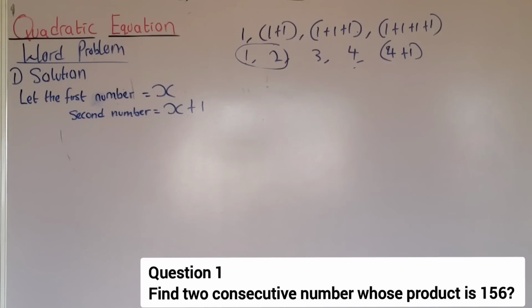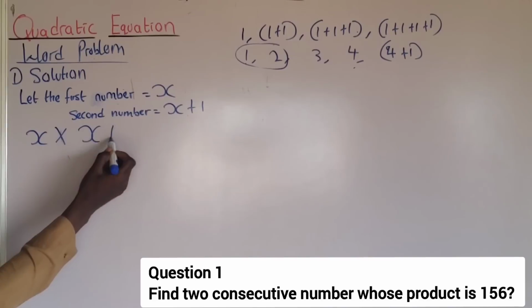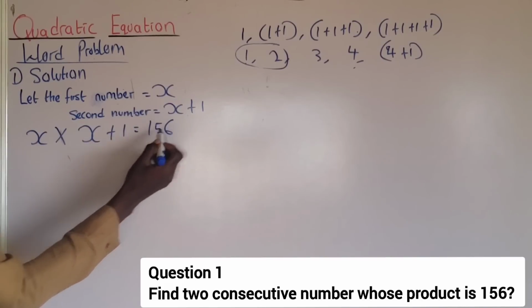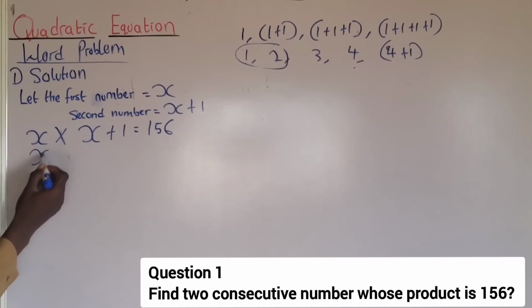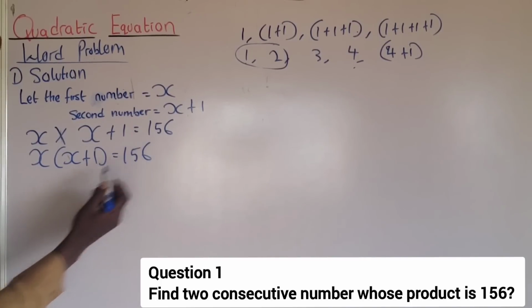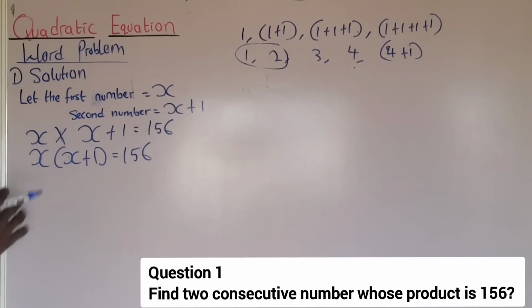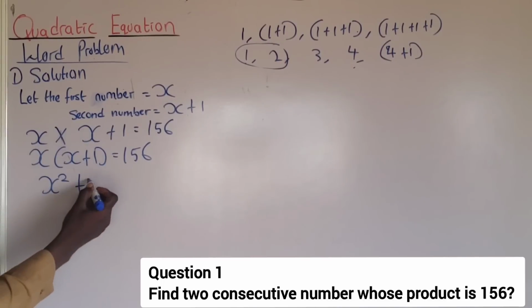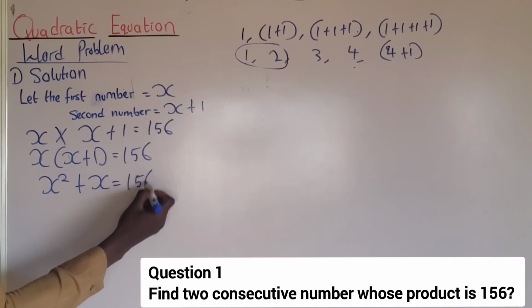We are given that the product of these two numbers is 156. So we are going to take their product: x multiplied by x plus 1 equals 156. So here I have x into bracket x plus 1 equals 156. Now let us open the bracket. x times x is x squared, plus x times 1 is x, equals 156.